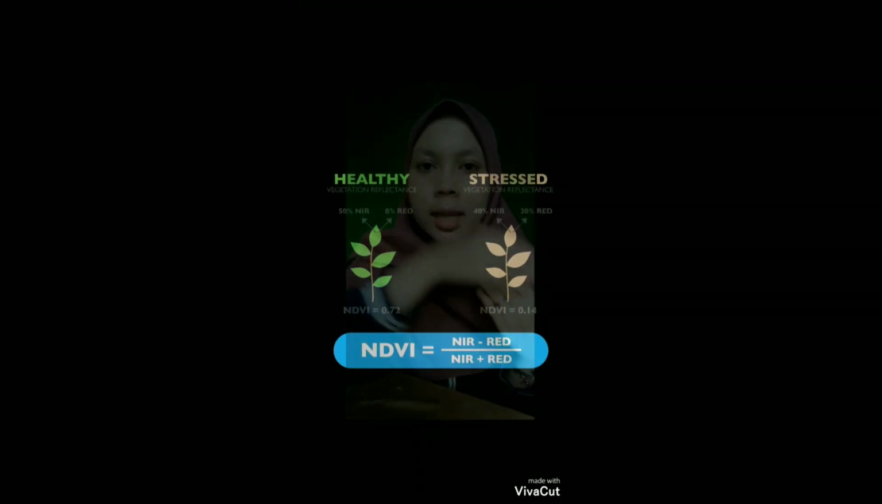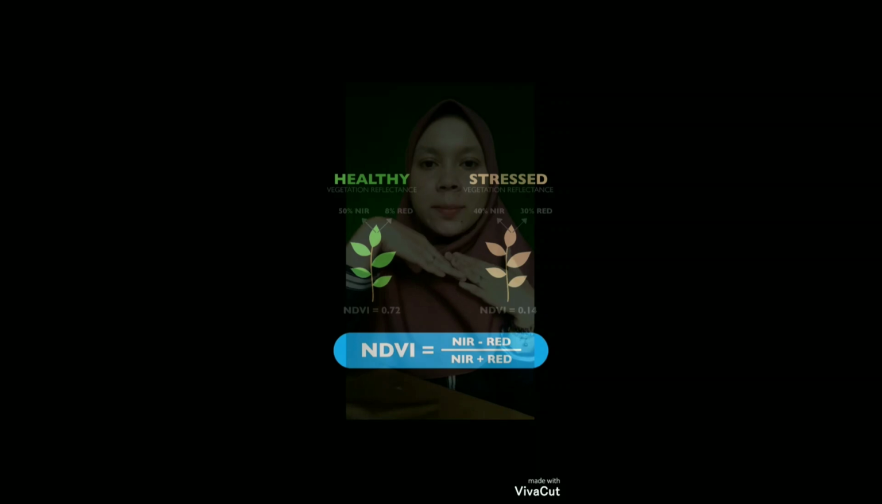ratio index for vegetation. The NDVI is calculated on a per pixel basis as the normalized difference between the red and the near-infrared. The calculation for NDVI is shown here.